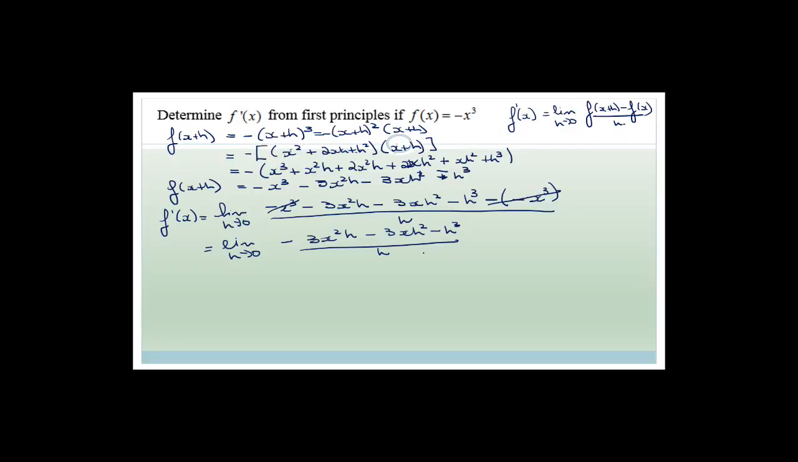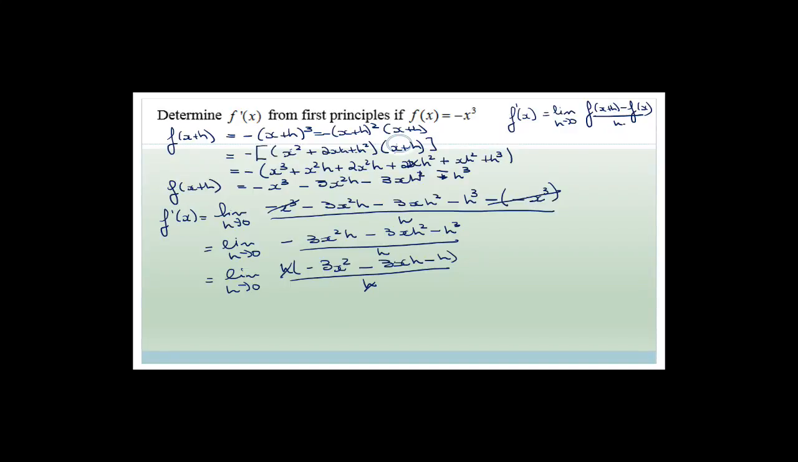So do you agree we can take out a common factor of h? So let's do that. So it becomes the limit, notice I'm still writing it as h tends to 0, of let's take out an h, and we're left with minus 3x squared minus 3xh minus h squared all over h. The h's cancel. And now we're going to use our limit.